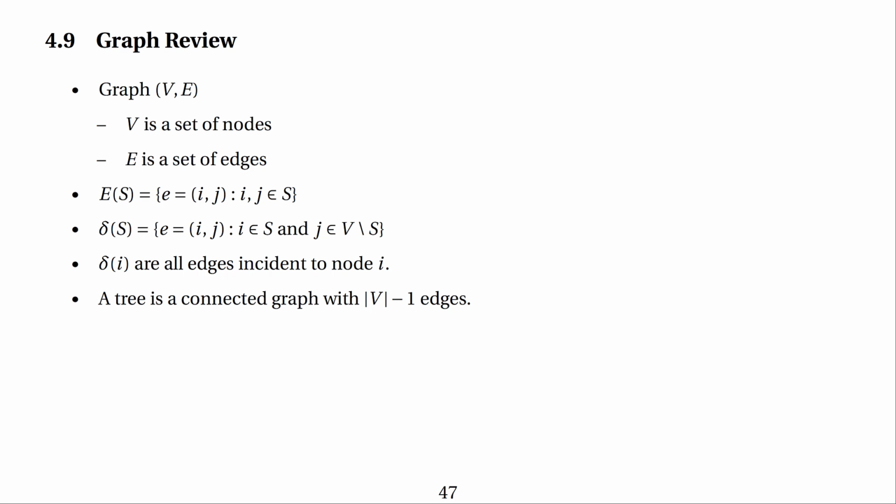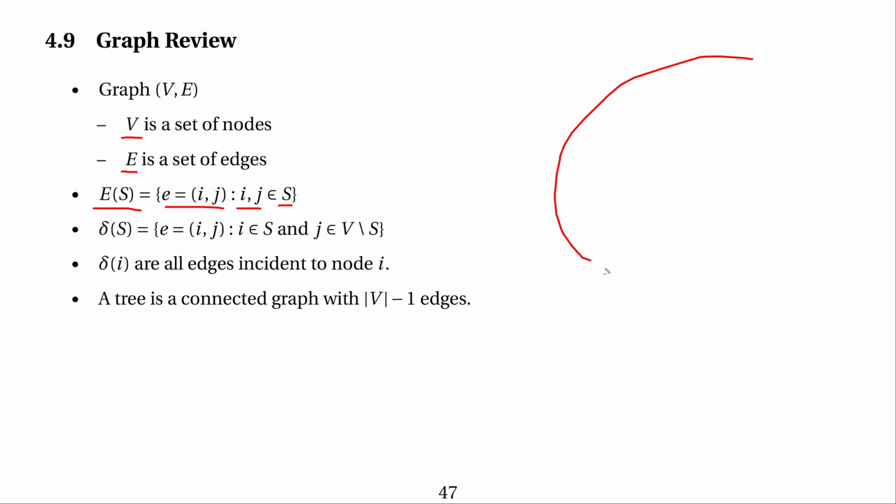Let's look at some formulations involving graphs. A graph consists of two sets, a set V of nodes and a set E of edges. Now, given a subset S of the node set V, we would like to define an edge set E of S that consists of all edges E_ij, such that i, j are an element of S.